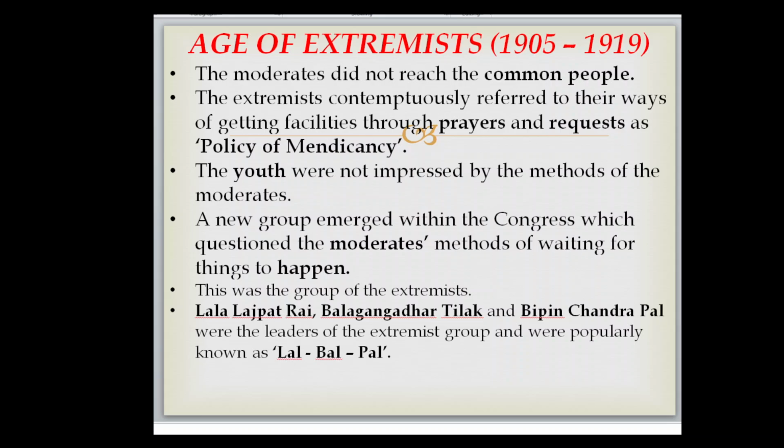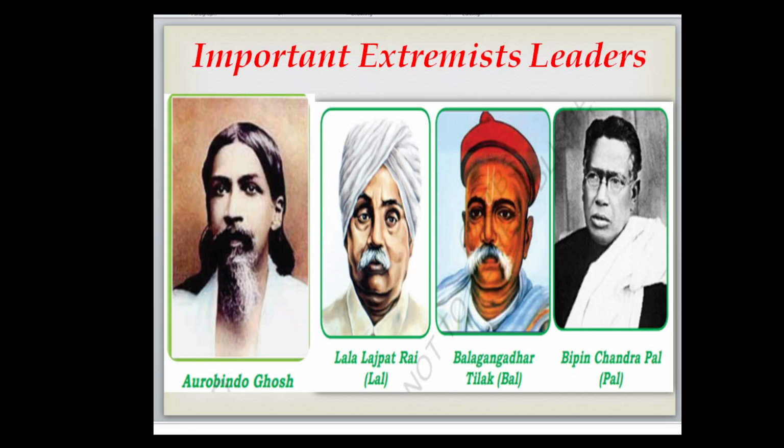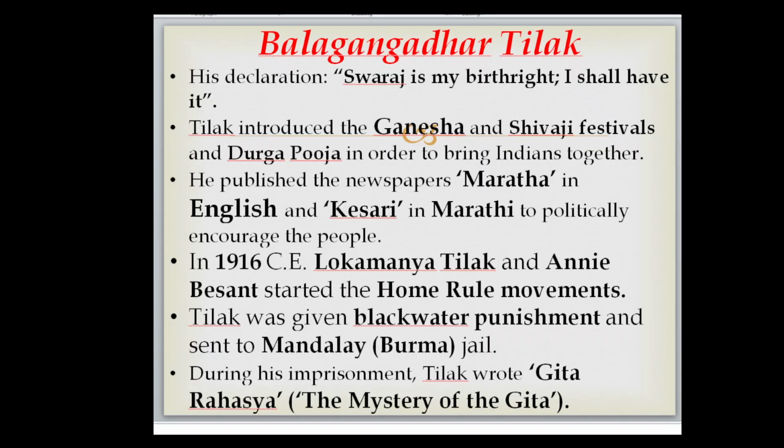Here we have a few leaders among the extremists. The most important are Lala Lajpat Rai, Bal Gangadhar Tilak, Bipin Chandra Pal, and Aurobindo Ghosh. The first three are popularly known as Lal Bal Pal. Now we will learn particularly about Bal Gangadhar Tilak. He declared that Swaraj is my birthright. Swaraj means my own rule, and I shall have it.